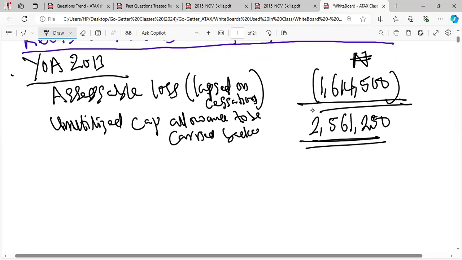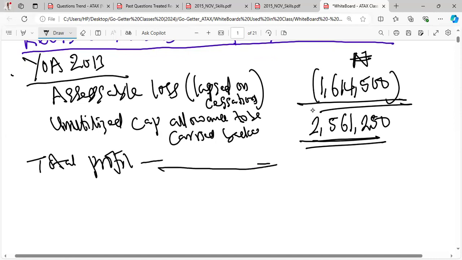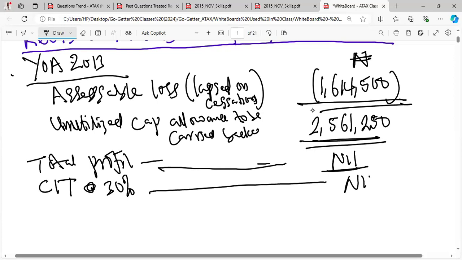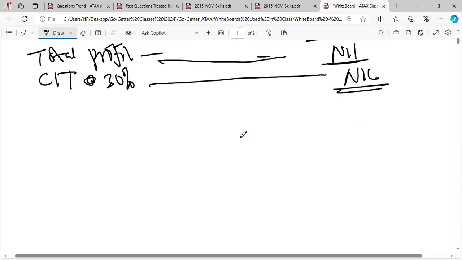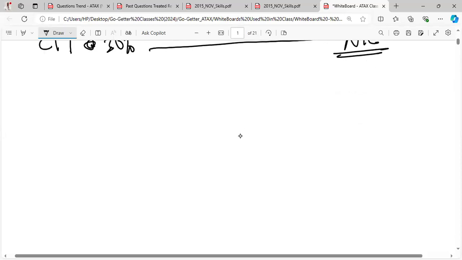So of course, your total profit will be nil, and your company income tax at 30% will also be nil. Let's forget about education tax. So we now come to the year of assessment 2012.